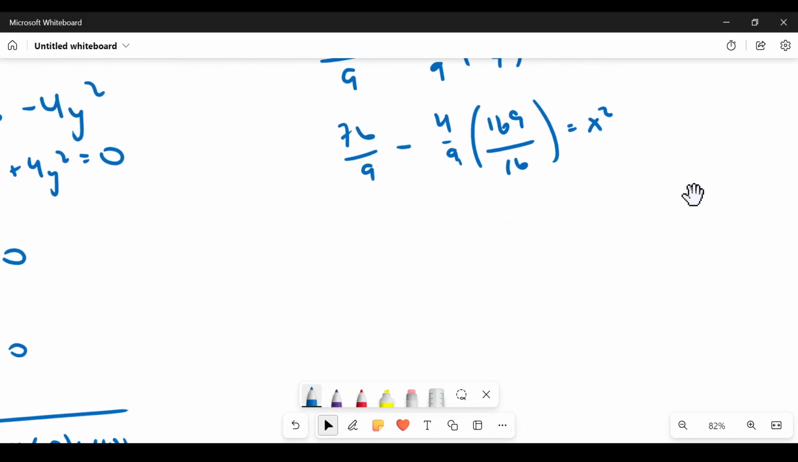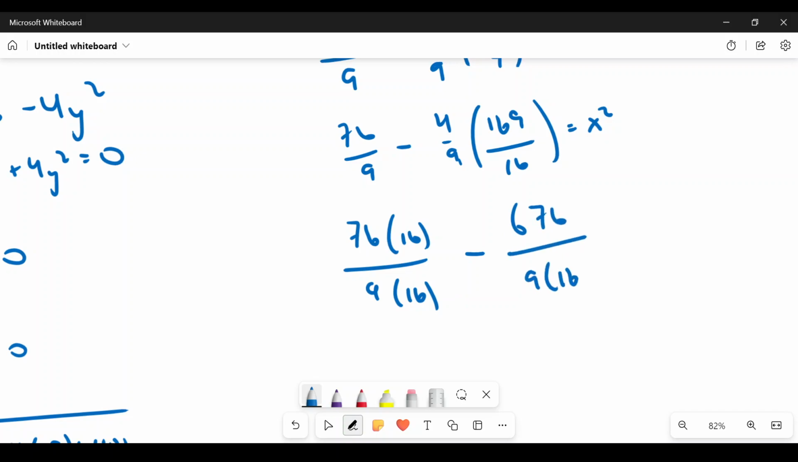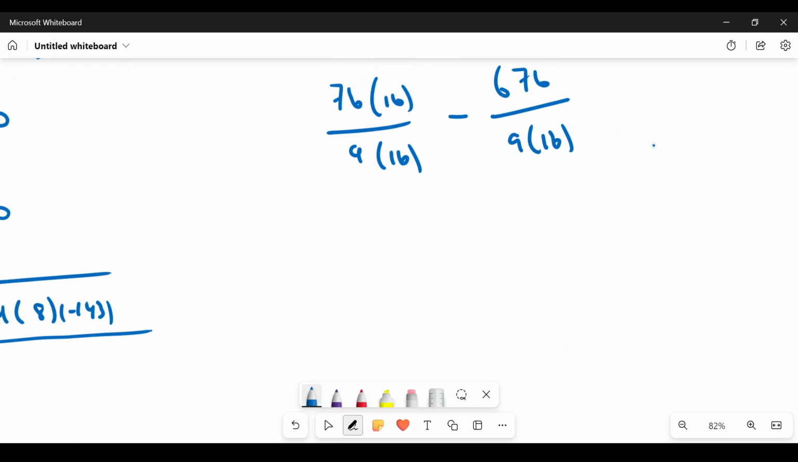Obviously I could just use my calculator, but I like doing math. So I'm going to need to get a common denominator, because here I have 4 times 169, which is 676. And over here I have 9 times 16 again. So 76 times 16 minus 676 is 540 over 9 times 16, 144.